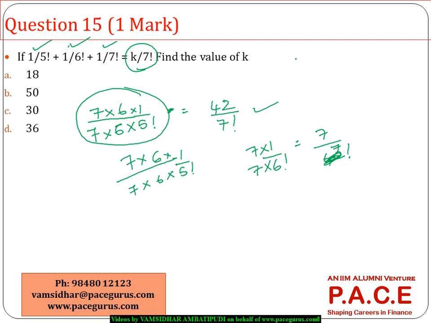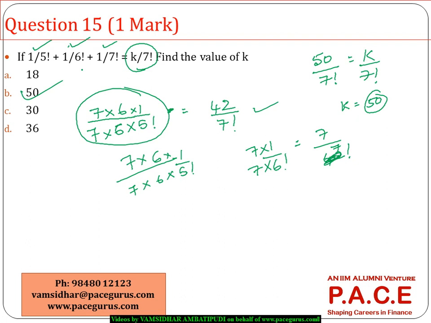So for all the terms 7 factorial is in the denominator, so I can very well add the numerators and that becomes 50 by 7 factorial. That is equal to k by 7 factorial. So I can very well equate the numerator saying k equal to 50. So I can mark B as the option choice in this case. Correct?